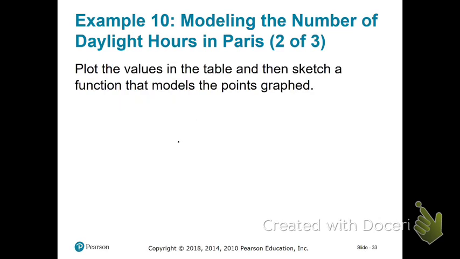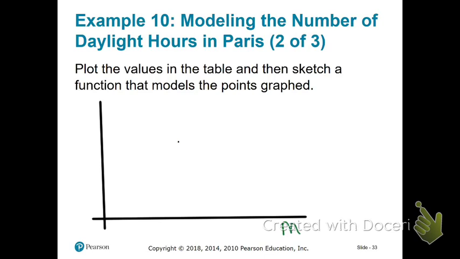Alright, so the first thing it wanted us to do was to plot the values in the table and sketch a function that models the graph. We did a real quick sketch in class, and that's all I'm going to redo here. So I have my x and my y-axis. We know our x-axis is our months. Our y-axis is the daylight hours, that's how we worded it.